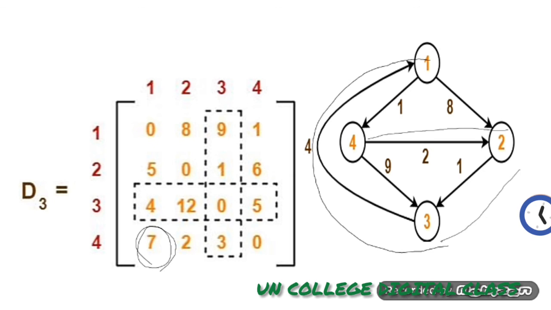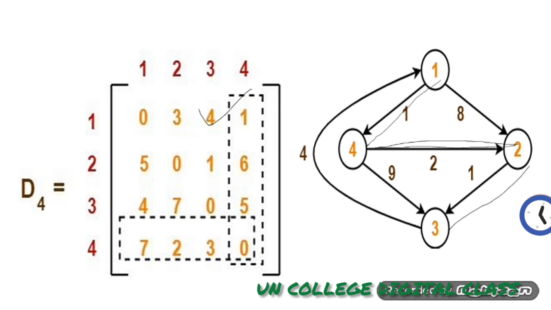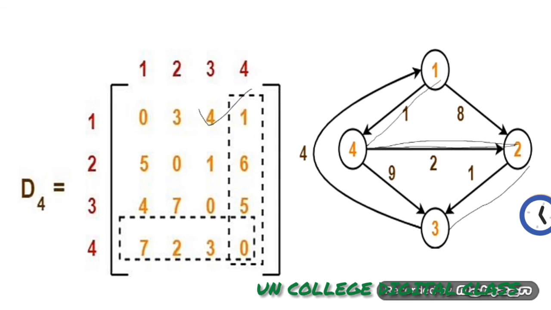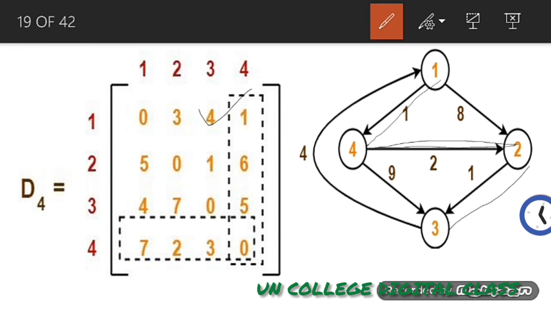Initially, in the previous slide, the values are 5, 0, 1, 6. Now here also 5, 0, 1, 6, so we don't need to explain it. Now we are moving to the next row, and initially the values are 4, 12, 0, 5, and here the values are 4, 7, 0, 5. Let me explain how. 3 to 1 is 4. Then 3 to 2 is 7.